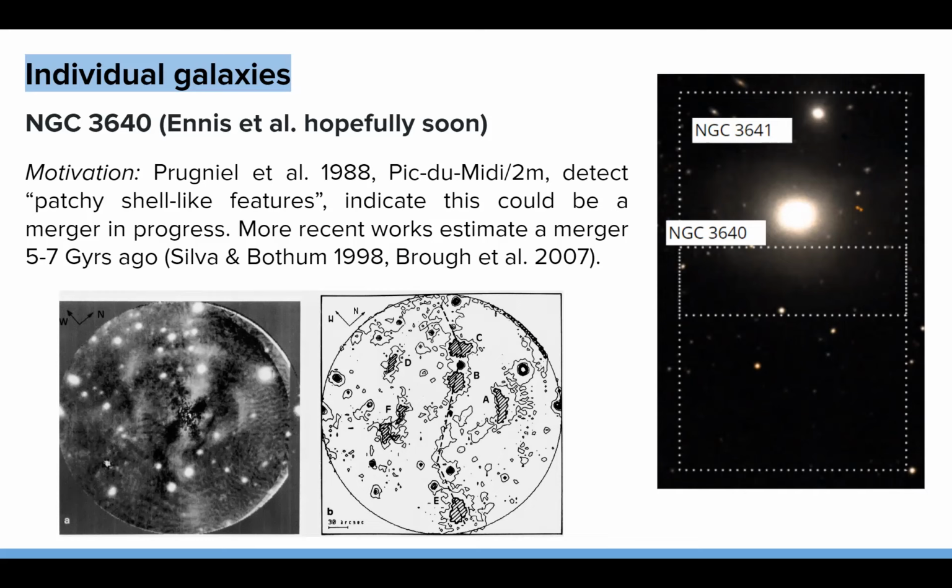So what we did was get 2 Gemini fields on this picture so that we could look at both galaxies, look at their globular cluster systems, and see what we could learn about what's going on with them.